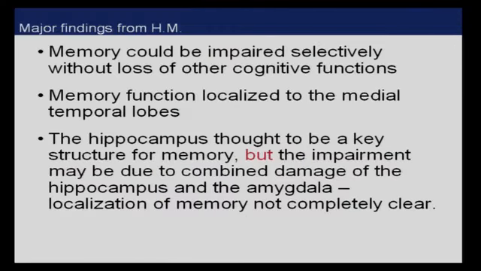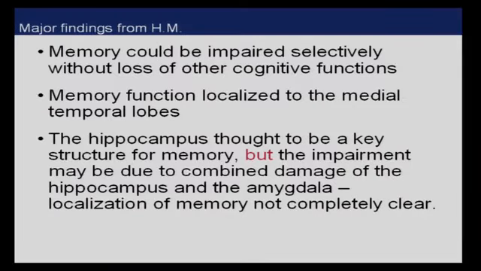But what were the major findings from patient HM? The first major finding was taken from the observation that his IQ was actually improved. He had normal IQ, but he had this devastating memory impairment such that any new information did not seem to be able to go in. Also, I should say that his personality was completely intact. Same sweet guy, but no memory. So major finding: memory could be impaired selectively without loss of other cognitive functions.